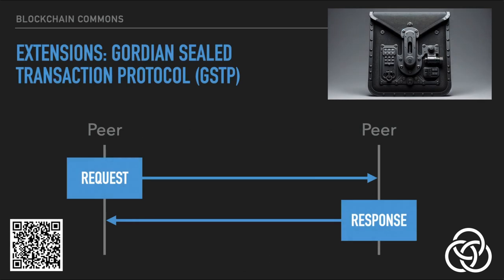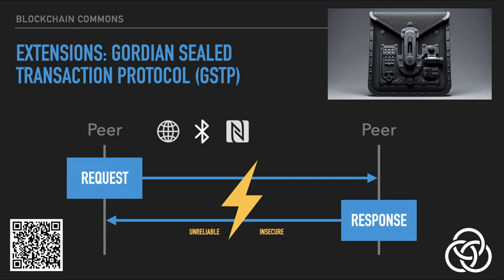One other technology using envelope that I want to touch on is the Gordian Sealed Transaction Protocol, or GSTP. Gordian envelopes can be used not just for data at rest, but also data on the wire. This is a peer-to-peer request-response-based protocol that uses Gordian envelope and has a couple rather unique features. It's designed for unreliable or insecure channels, including the internet, Bluetooth, NFC, Tor, and even the lowly QR code.